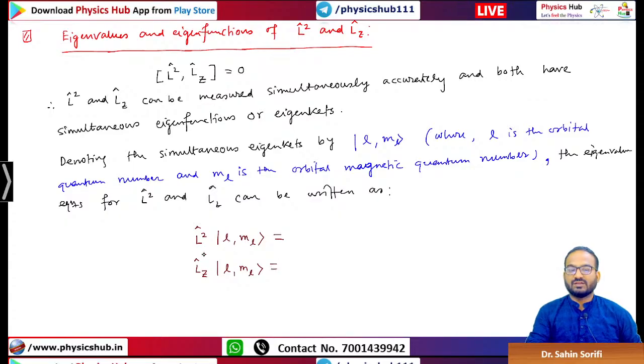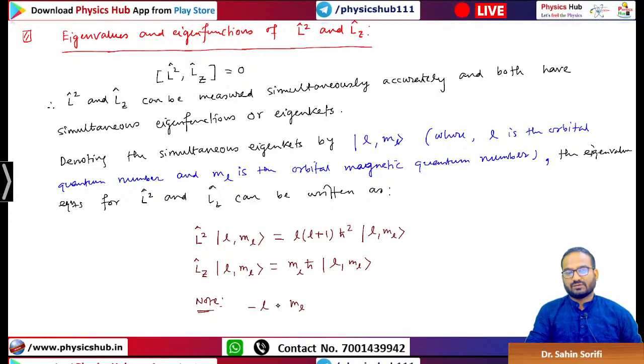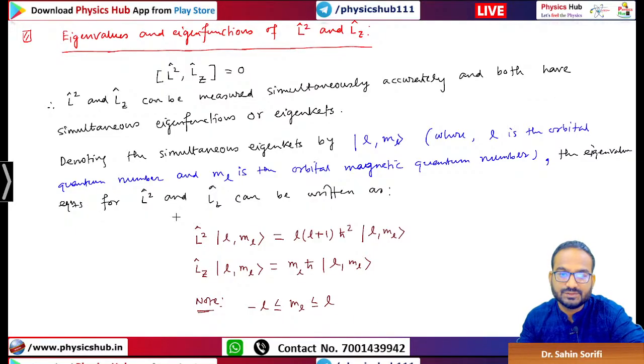The eigenvalue of L square is l(l+1) h cut square. In the eigenvalue equation, |l, ml⟩ remains the same. The eigenvalue of Lz is ml h cut. Here one thing you should write as a note: the value of ml can take values from minus l to plus l. These are the two relations which you need to know.